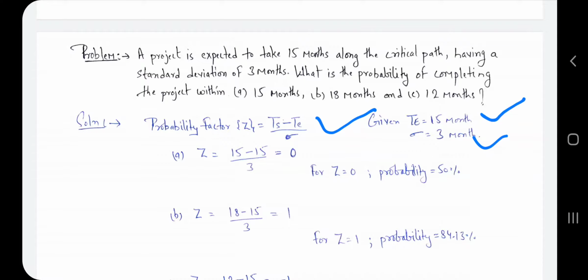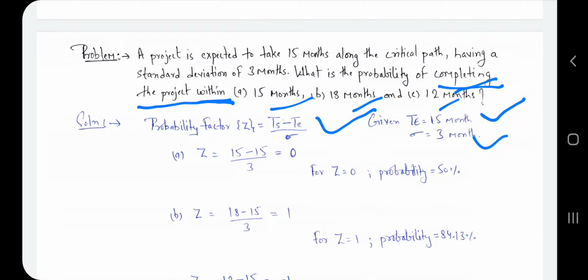Ts is the scheduled project completion value. For completing the project, we have been given 15 months, 18 months and 12 months. So we have three values for Ts. Now we have to find the probability factor for that. With the help of this formula, we simply put in the values and find the probability value.